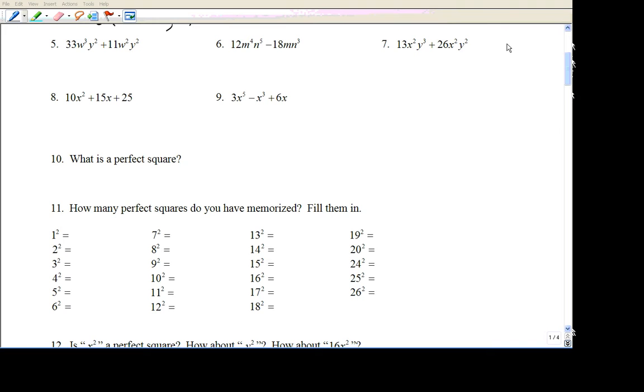Okay, scrolling down the page a little bit, let's look at number 10. What is a perfect square? A perfect square is a number whose positive square root is a whole number. You can check out that definition on page 21 of your textbook. So number 11, how many perfect squares do you have memorized? Well, you can fill those in on your own time.